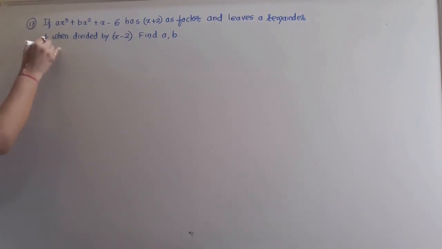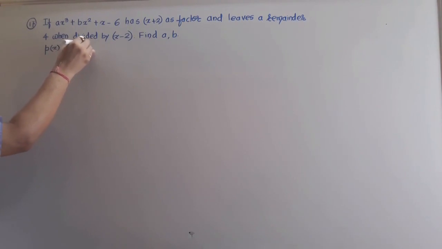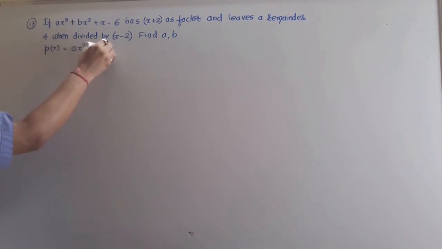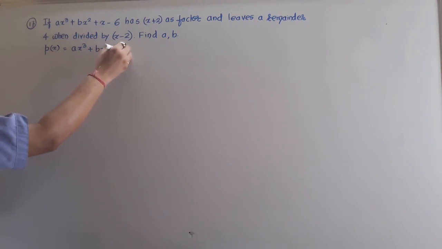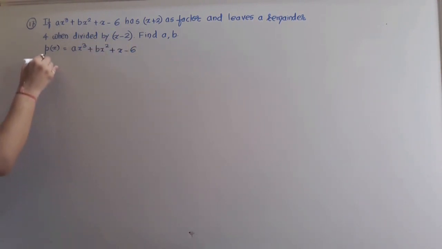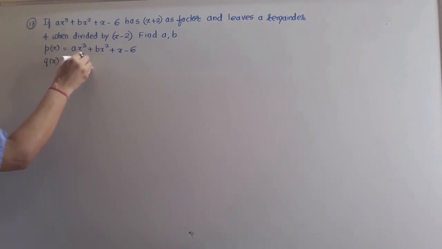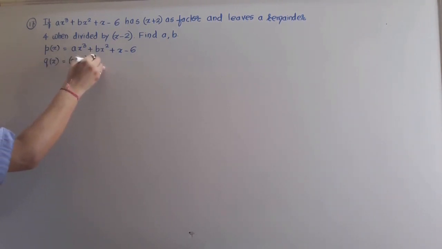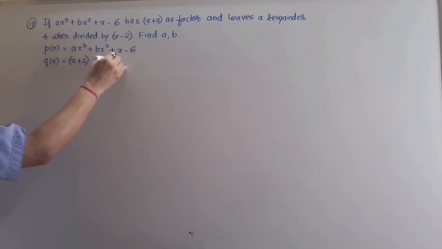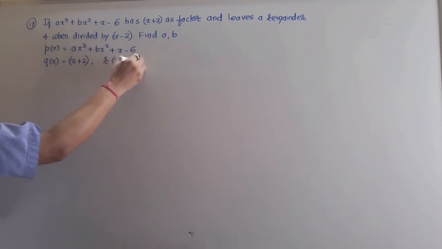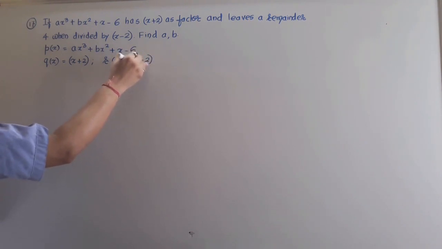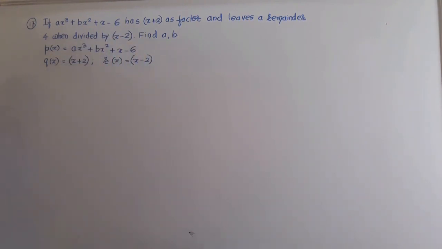First of all, I will suppose p of x is equal to ax cube plus bx square plus x minus 6. Okay, and the value of q of x I am supposing here as x plus 2. Okay, and third thing I am supposing here r of x. r of x will be equal to here x minus 2. Let us find out the remainder in both the cases when p of x is divided by q of x and p of x is divided by r of x.